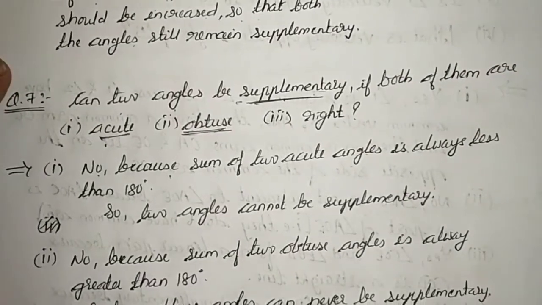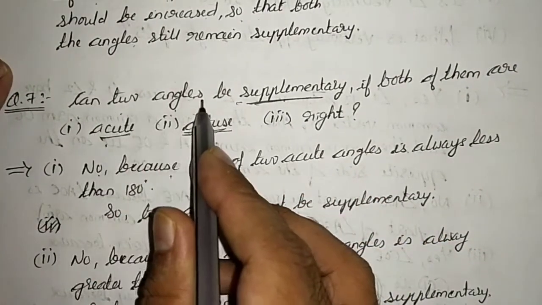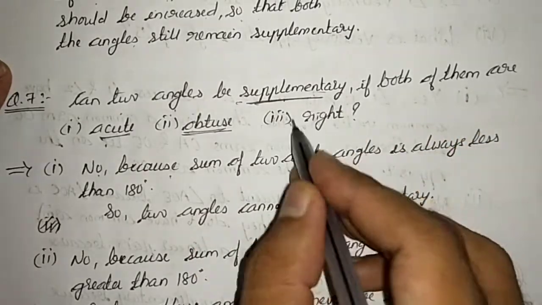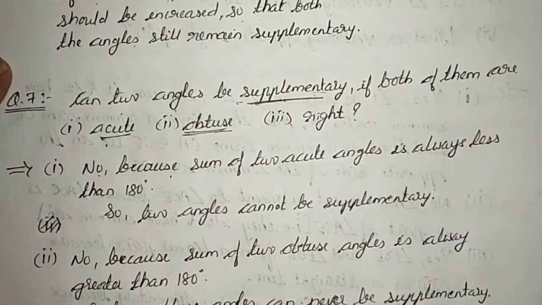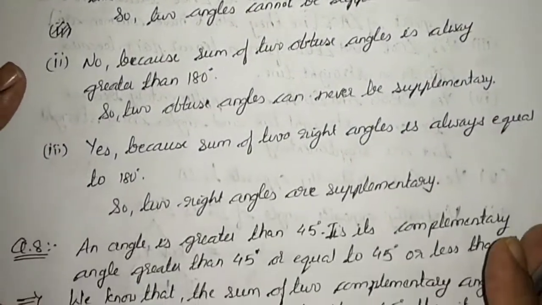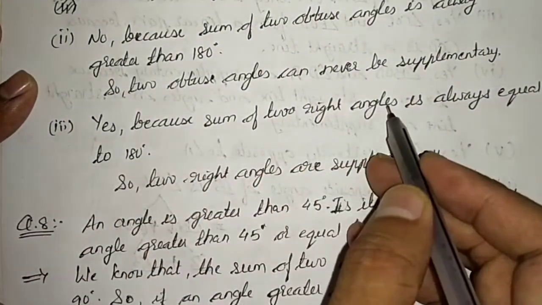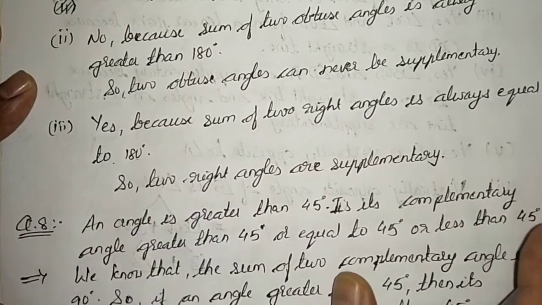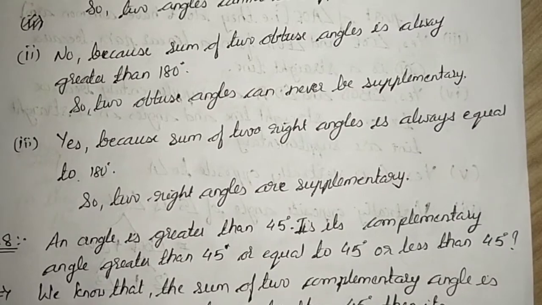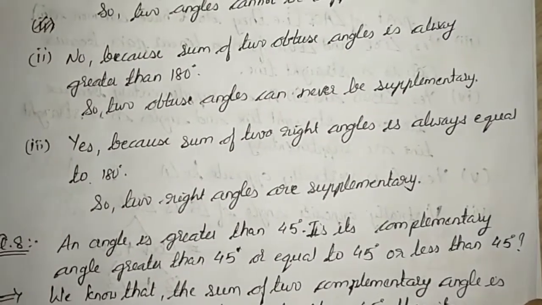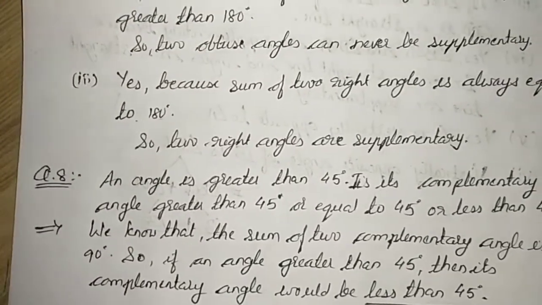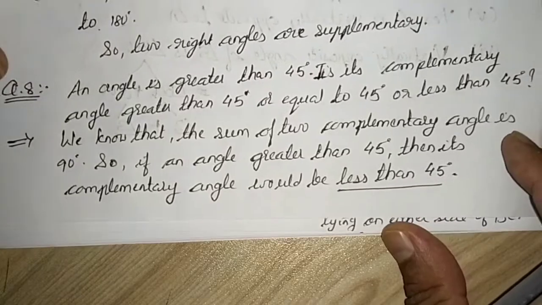Now the next question is, can two angles be supplementary if both of them are right angles? Definitely. Right angle means 90 degrees, and 90 degrees plus 90 degrees will give us 180 degrees. And what is 180 degrees? It is supplementary. So we will write yes, because the sum of two right angles is always equal to 180 degrees. So two right angles are supplementary. Hope you have understood this question, students. This is a theory type question. You must pay attention properly so that you can solve on your own at home.